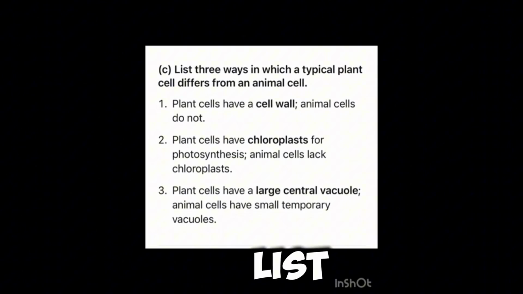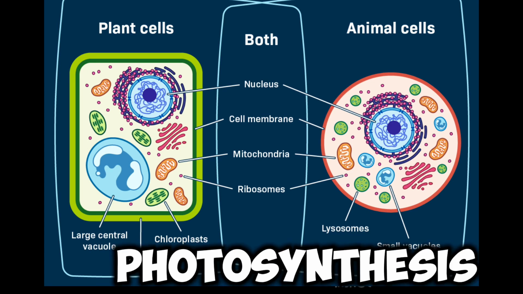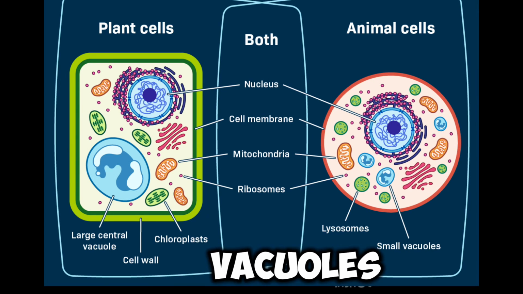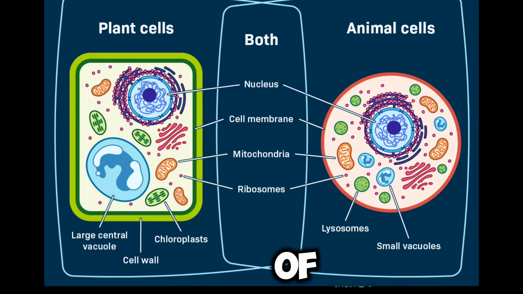The next question says, list three ways in which a typical plant cell differs from an animal cell. The first one is that plant cells have a cell wall, and animal cells do not. Plant cells have chloroplast for photosynthesis, but animals lack it. Plant cells have a large central vacuole. Animal cells have very small temporary vacuoles. It is not permanent.